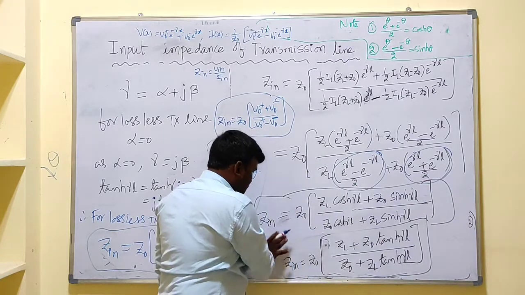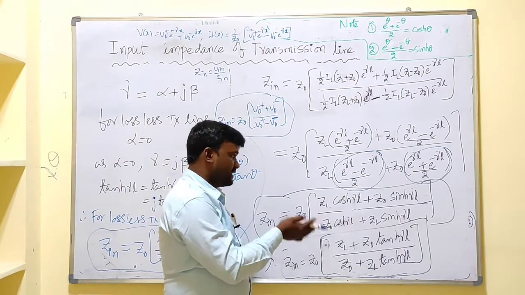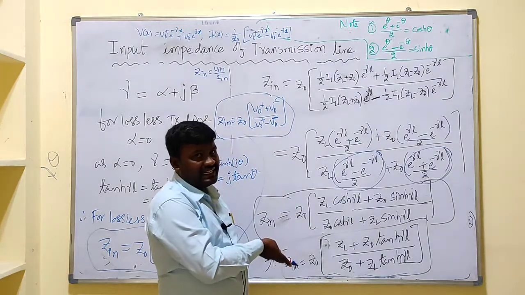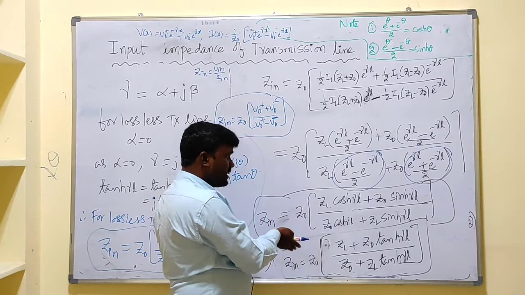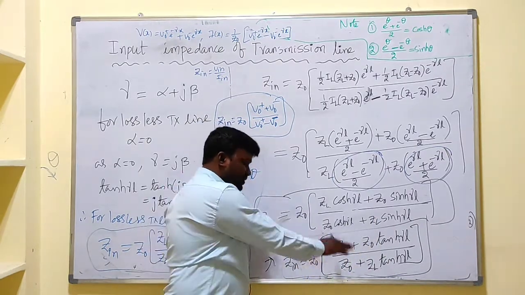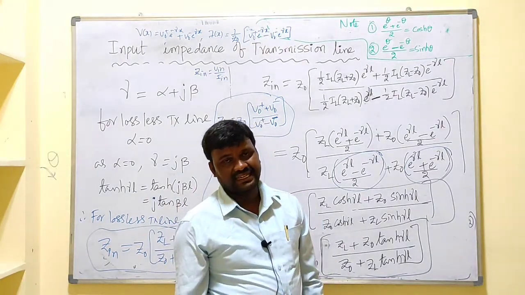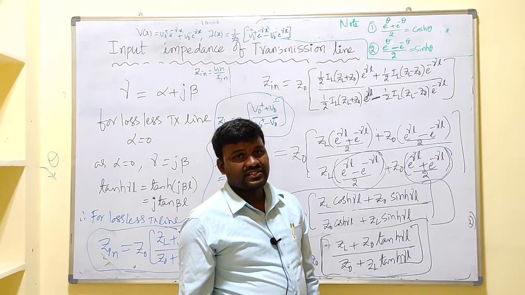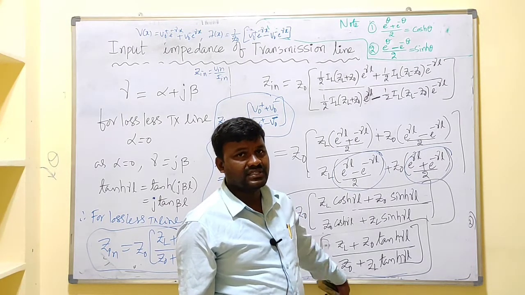And we have Zin like this, that is Z0 into (ZL cosh γL plus Z0 sinh γL) by (Z0 cosh γL plus ZL sinh γL). And after simplification we will get Zin equal to what? Z0 into (ZL plus Z0 tanh γL) by (Z0 plus ZL tanh γL). This is for the lossy line.